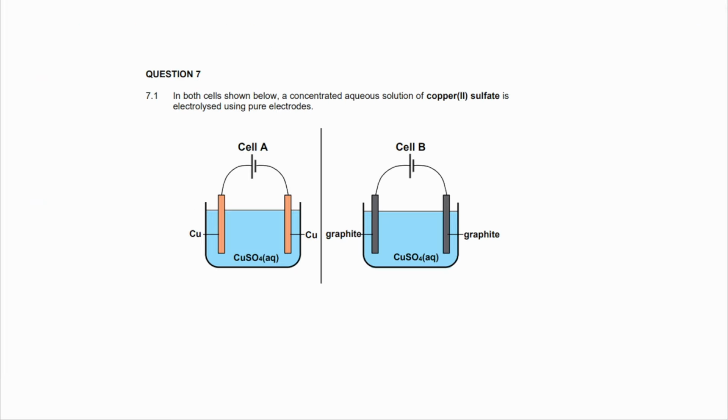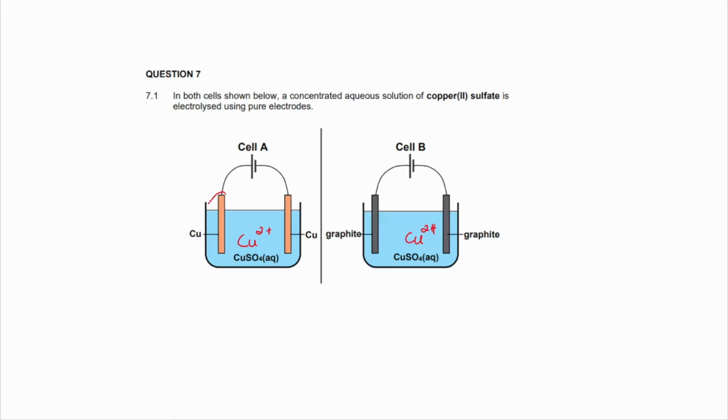Okay, let's have a look at question 7. In both cells, a concentrated aqueous solution of copper(II) sulfate is electrolyzed using pure electrodes. So we have cell A on the left and cell B on the right. Both of them have this copper sulfate solution, so we're going to have Cu2+ ions in here and here. Nothing different there in the solution.